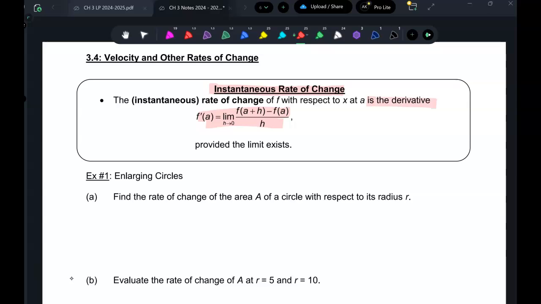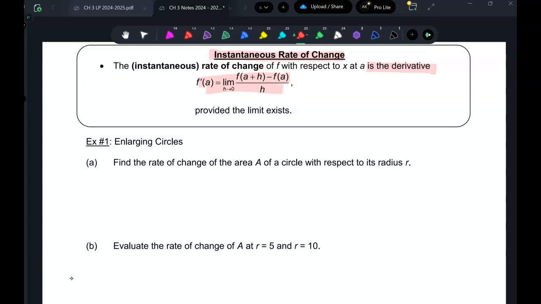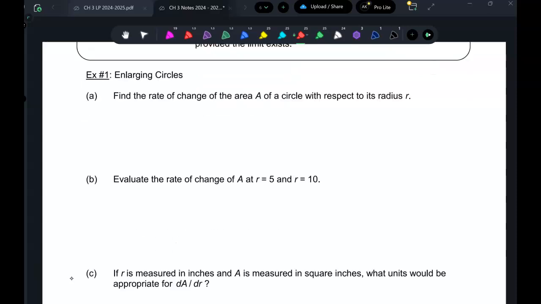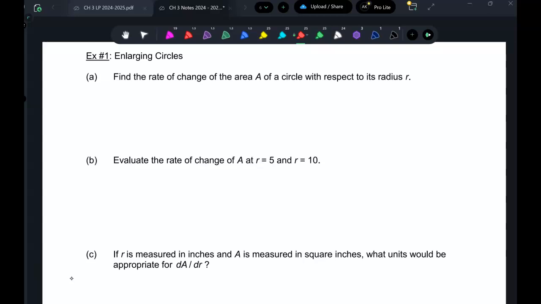Okay. Now I put in here, provided the limit exists, and that's because I said everything we do in calculus is based on limits. So when we're doing this, just keep in mind, we're not going to do the definition here. Don't worry. We're going to do all of our shortcuts, but just a reminder that it goes back to that formal definition.